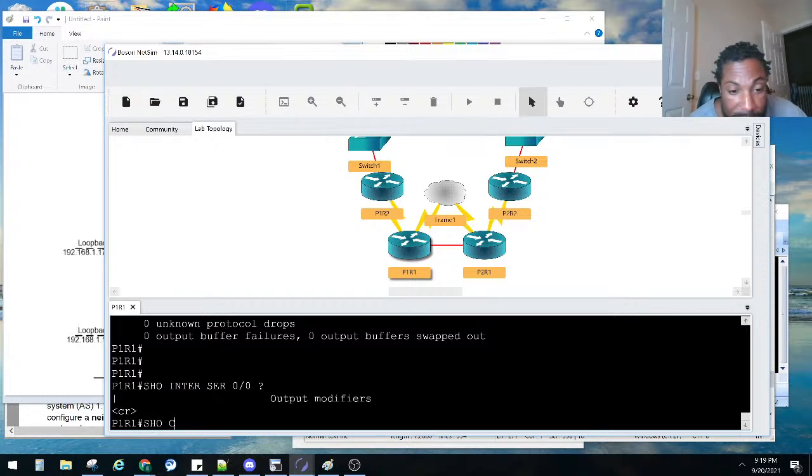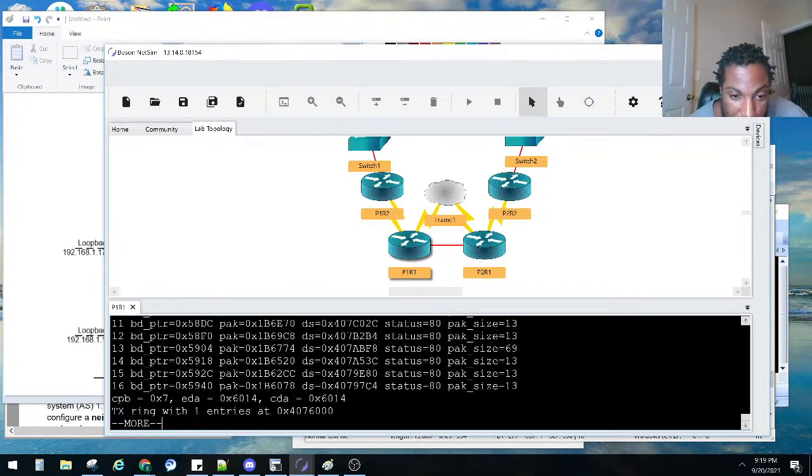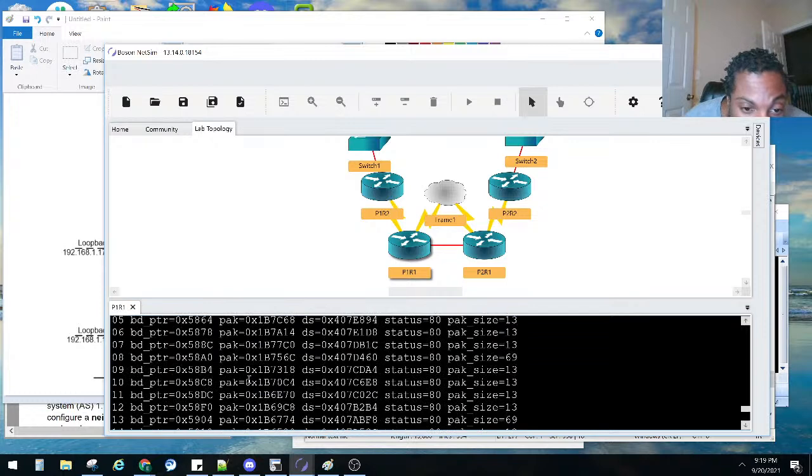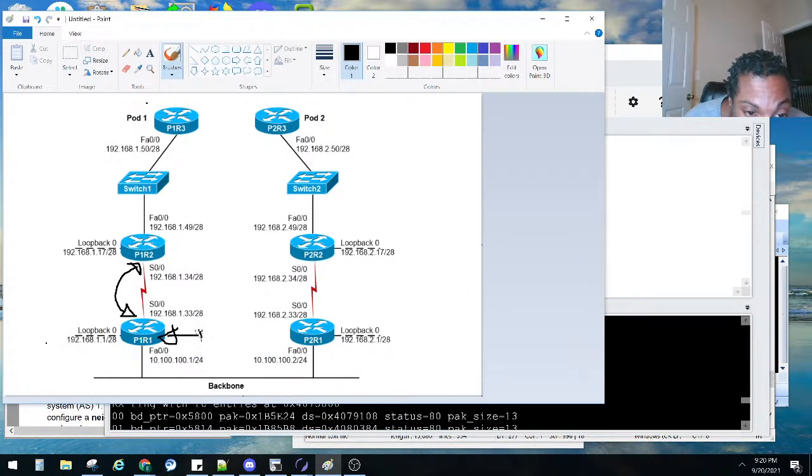controllers. That's what it was. I had to go back in the memory bank for that one. Show controllers serial 0/0, and then you space and scroll up some right there. That lets you know DCE cable. So this is the DCE side, right? And this would be the DTE side. So data communications equipment, and then this is the DTE side, data terminal equipment. This is the side that's terminating, right?